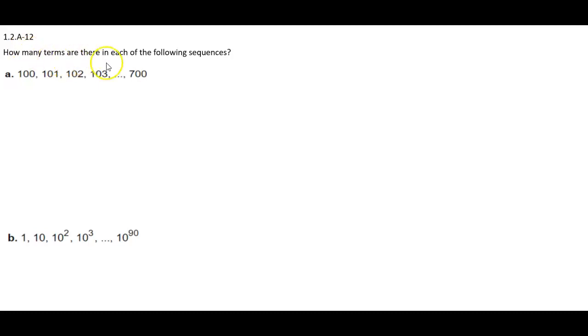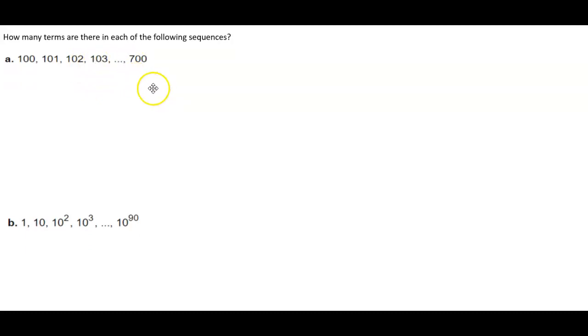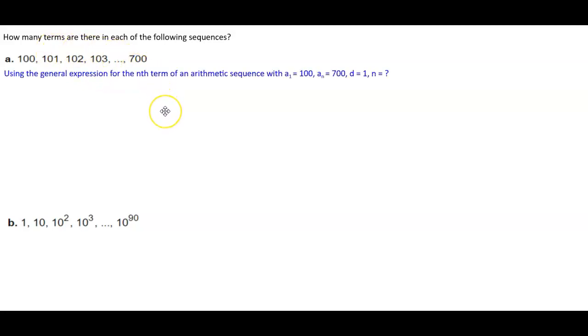How many terms are there in each of the sequences? The first sequence starts at 100, goes to 101, 102, 103, and the last term of the sequence is 700. And again, we want to know how many terms there are. So we're going to use the general expression for the nth term.